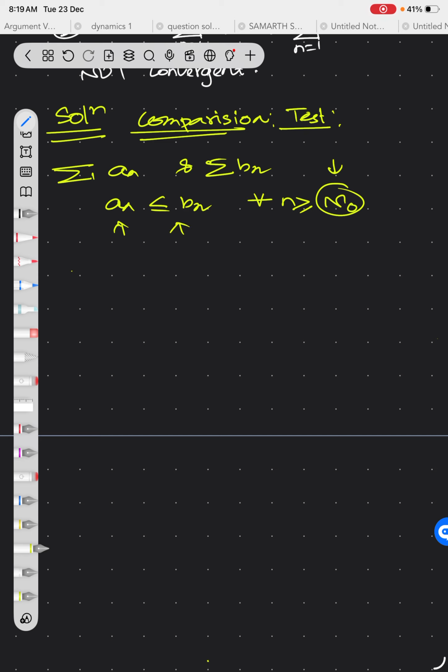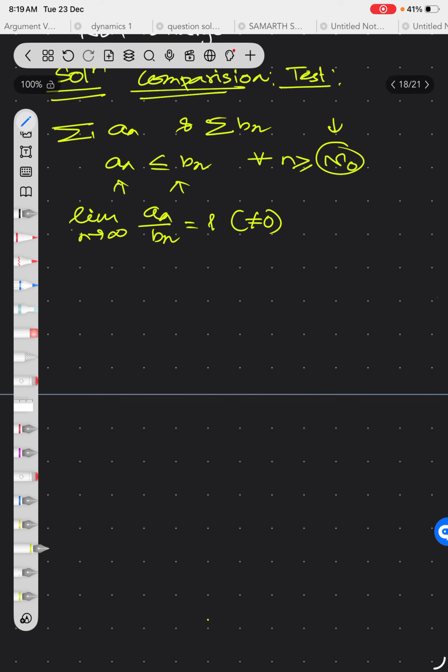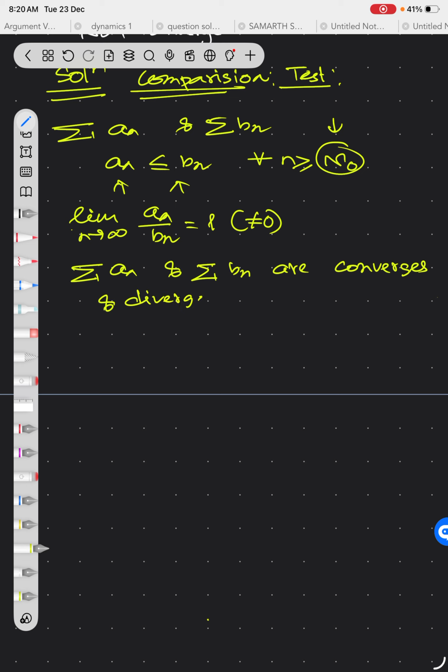And if another property is satisfied, that is, the limit as n approaches infinity of a_n by b_n is equal to l, which is non-zero, other than 0, that means the value of l may be anything, then in that case both the series a_n and b_n converge and diverge together.